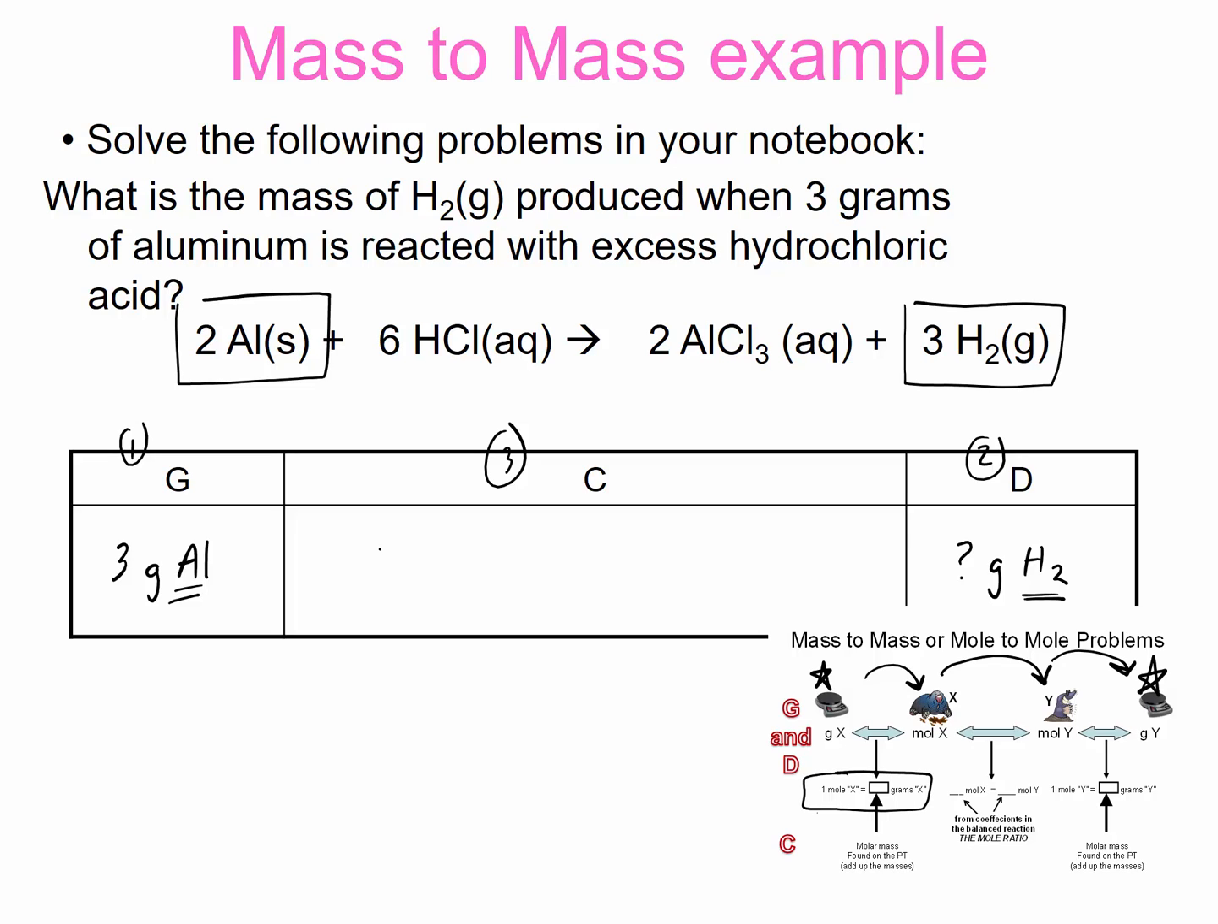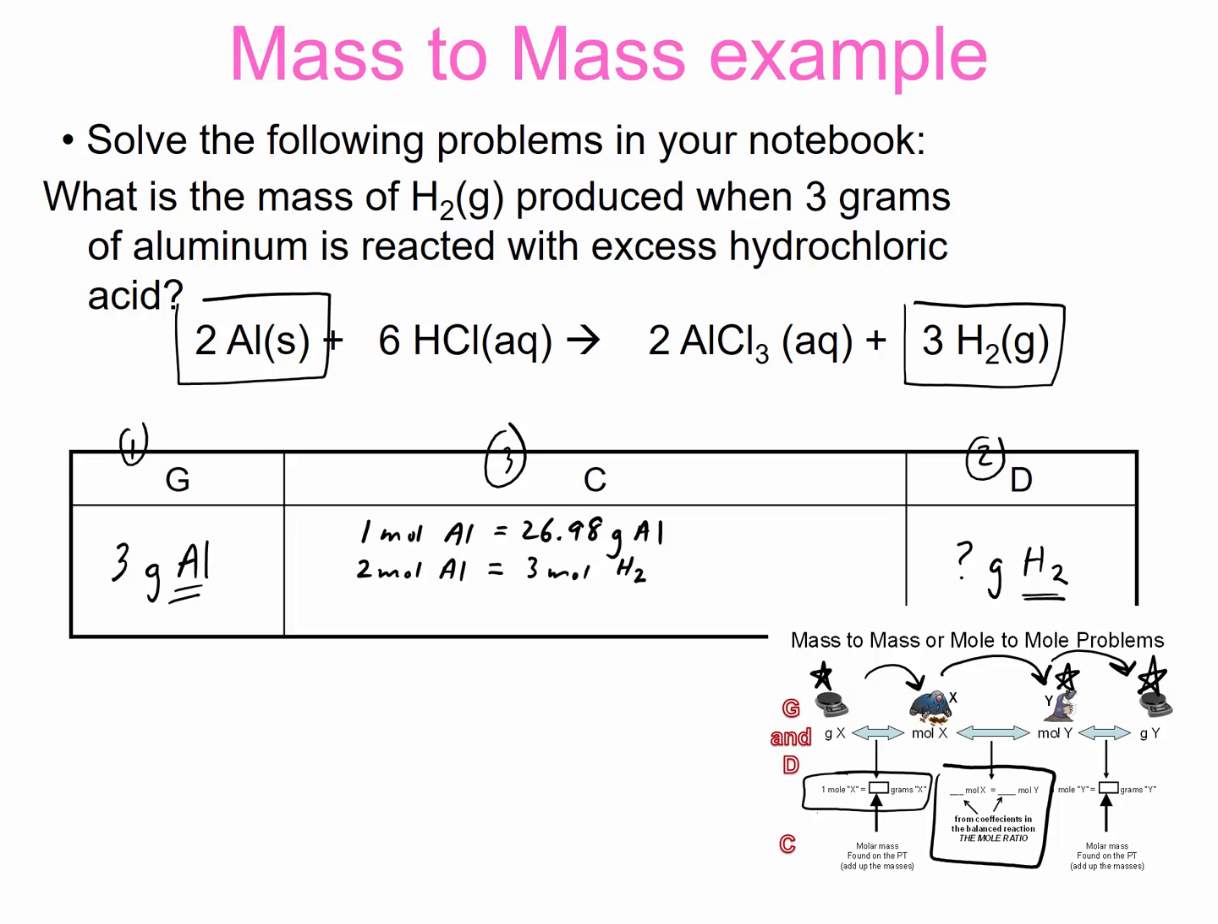We'll need the molar mass of aluminum, so I'll write 1 mole of aluminum is 26.98 grams. And then we need the coefficients that they react in. So I'm going to write 2 moles of Al equals 3 moles of H2. The 2 and the 3 come from the balanced reaction, and I just call them moles because they're quantities. So that puts us here.